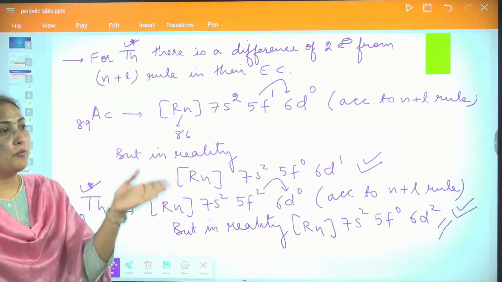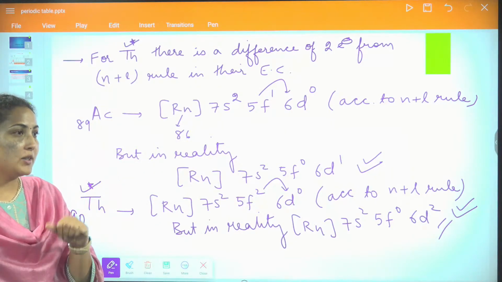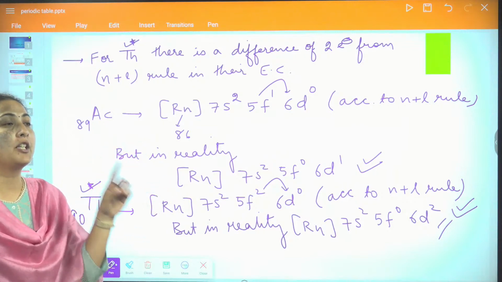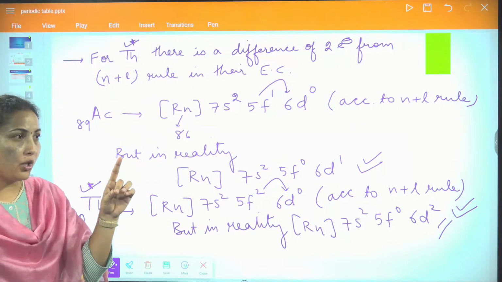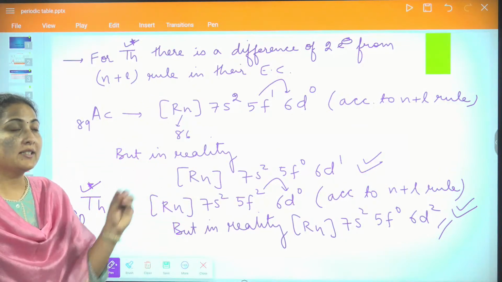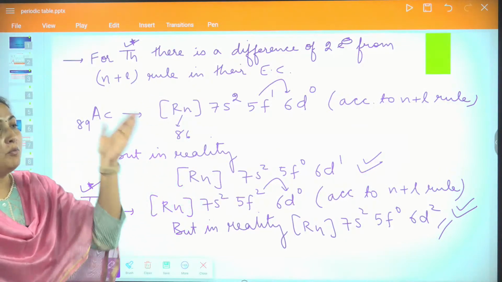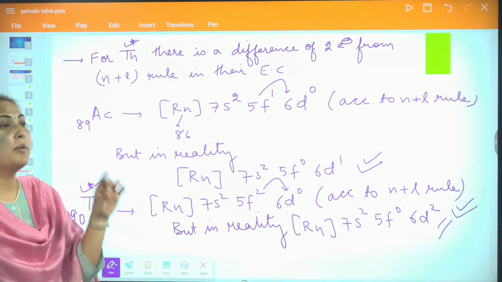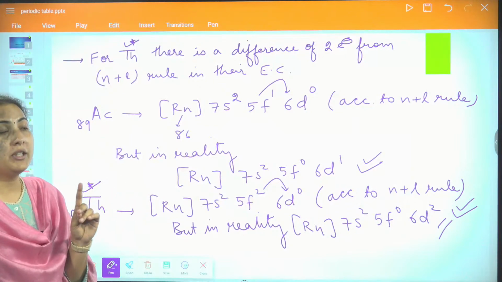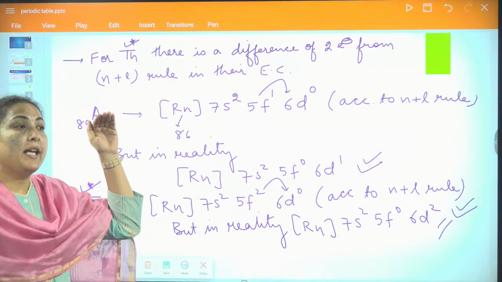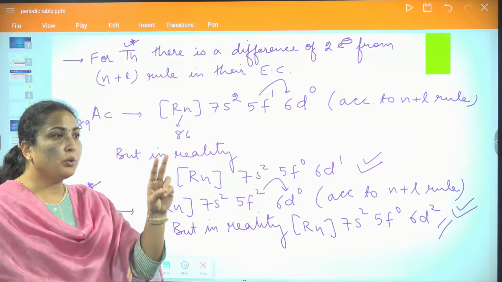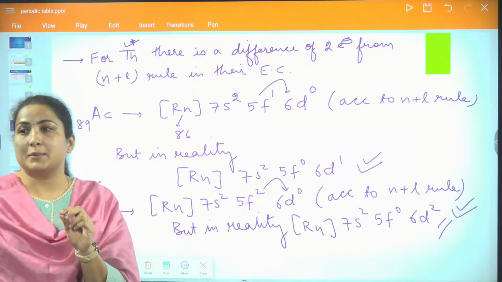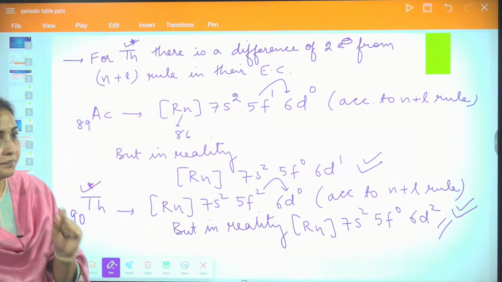Now we moved through to the lanthanides. In case of lanthanides, you are having lanthanum, cerium and gadolinium. There is exceptional electronic configuration, but there is only a difference of 1 electron from the n plus l rule. There is nothing like a 2 electron difference. When we moved to actinoids, thorium is having a difference of how many? 2 electrons. So in this entire d and f, there are only 2 elements for which there is a difference of 2 electrons from the n plus l rule, and that is basically thorium and palladium, right?